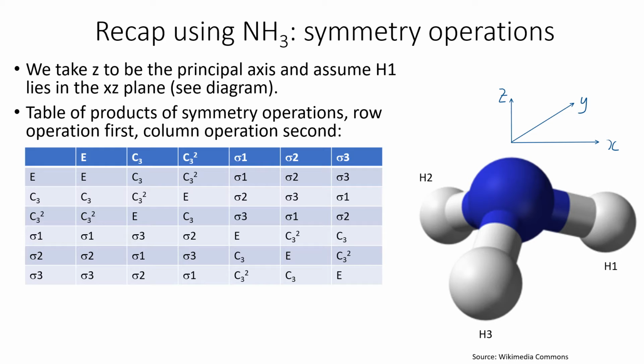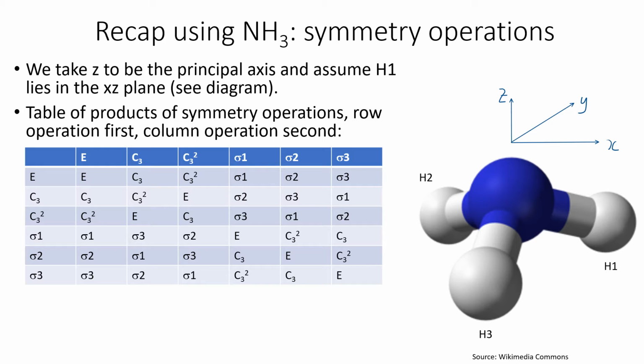Then again, if we look down to a slightly more involved case, if we take sigma 1, so sigma 1 there is that mirror plane holding H1 and the nitrogen. If we apply that operation, that reflection symmetry, and then let's say we follow it by a C3 rotation, and so we take these rotations to be anti-clockwise. Let's see what happens. So when you apply sigma 1, H1 stays put, H2 and H3 switch places.